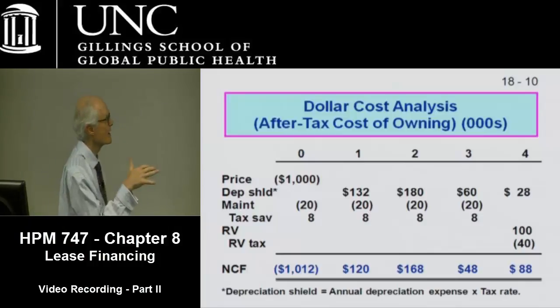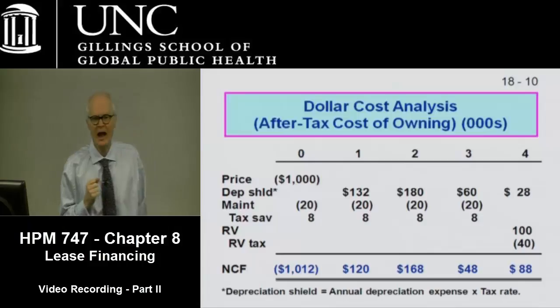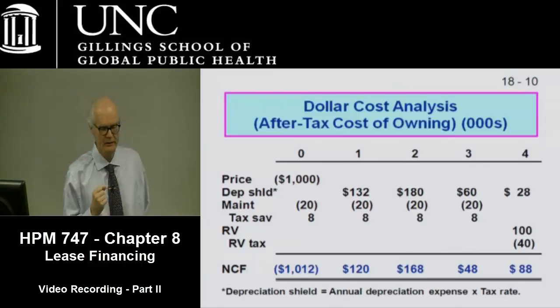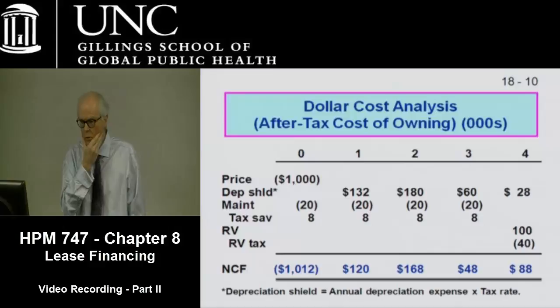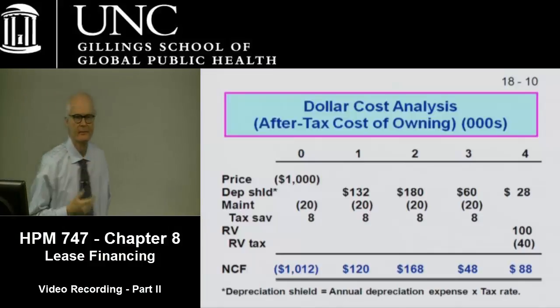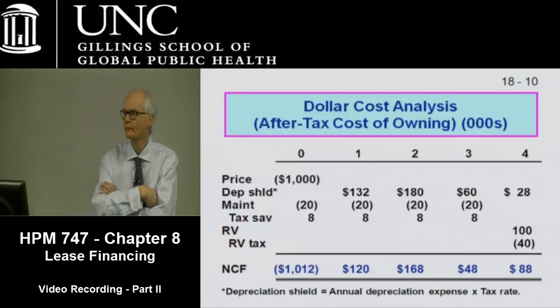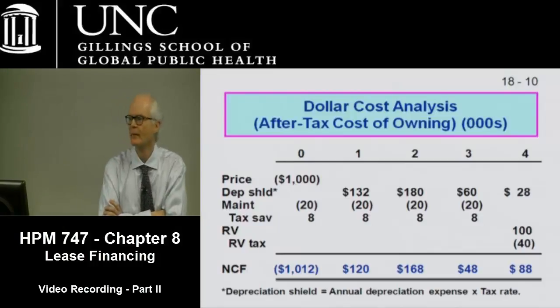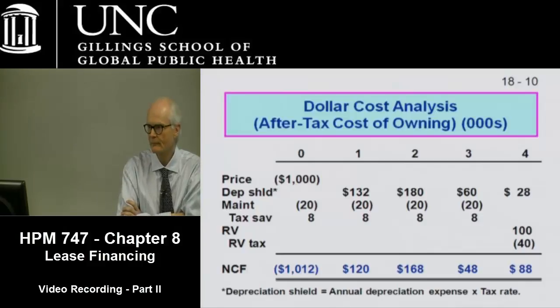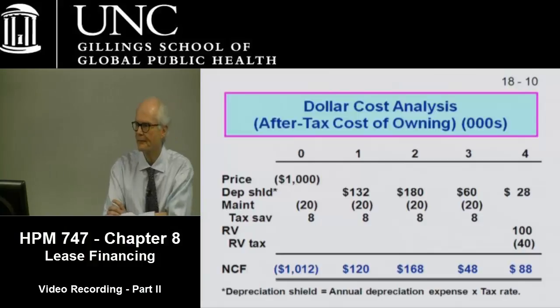Now the next line is the depreciation tax shield. And I claim that the depreciation tax shield in year 1 is $132,000. So what is that number and how did I get it? The percentages with the MACRS. So what did you do? You're right. The percentages that are allowed for the 4-year span.